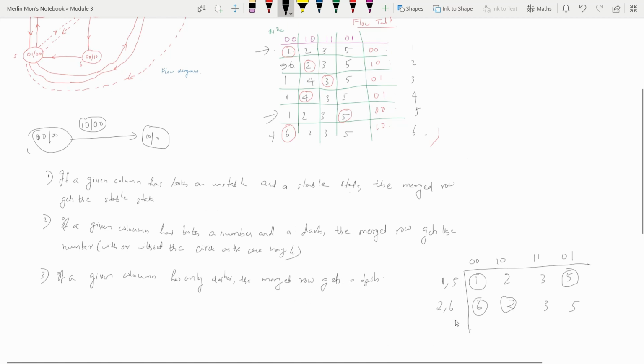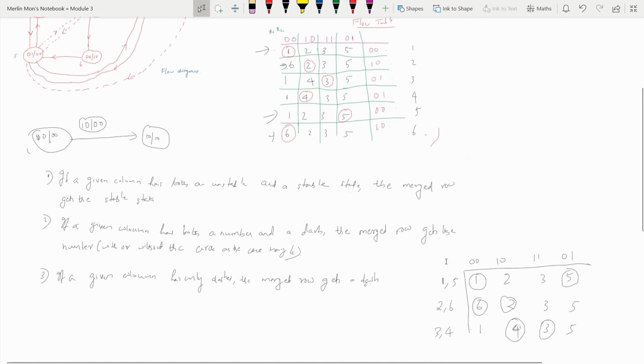And the third merging will be 3 and 4. 3 and 4 will be merged, and the numbers will be 1 4 3 5. So the circled states will be here, 4 and 3. So this is the reduced state diagram.